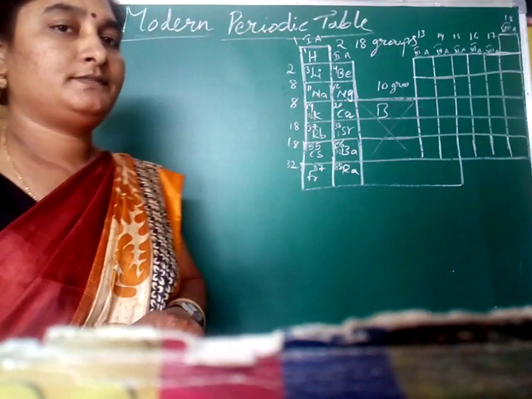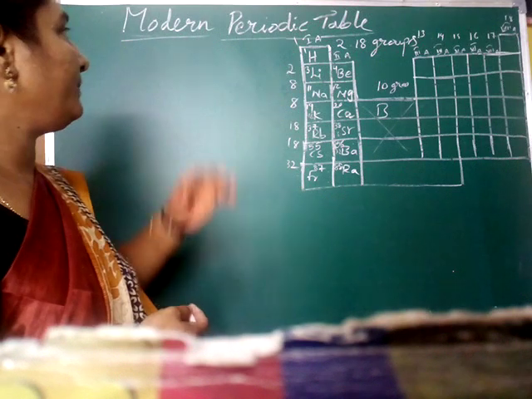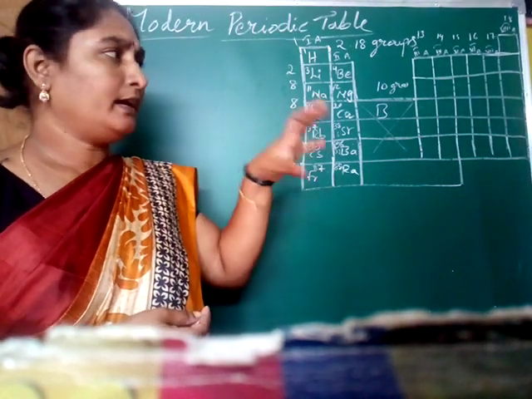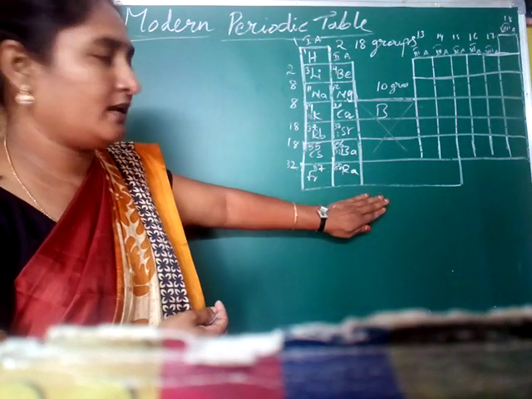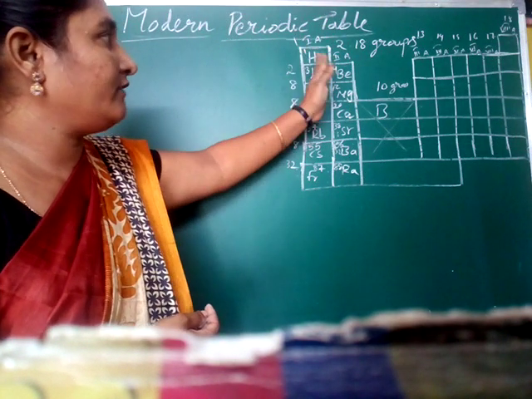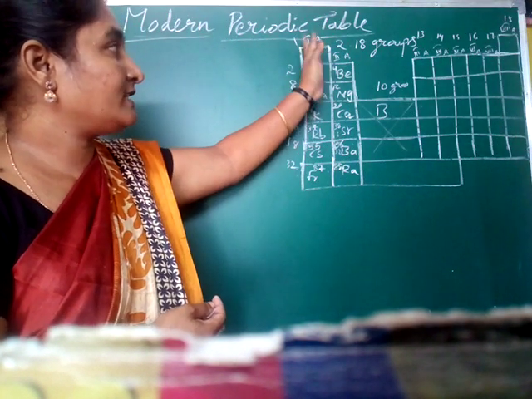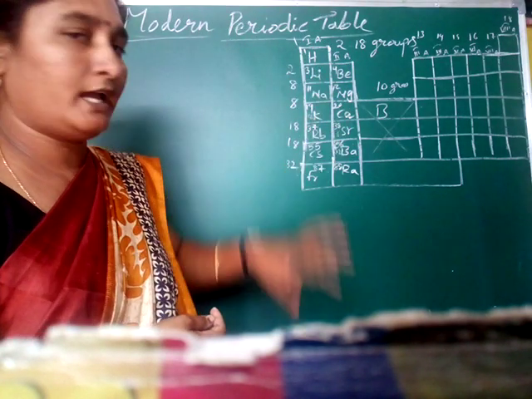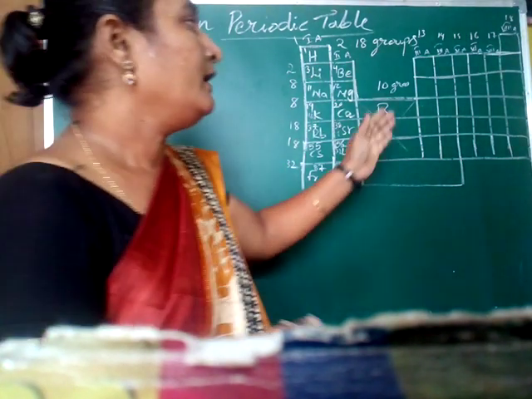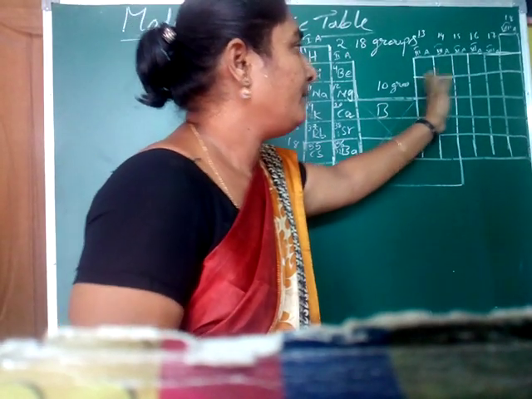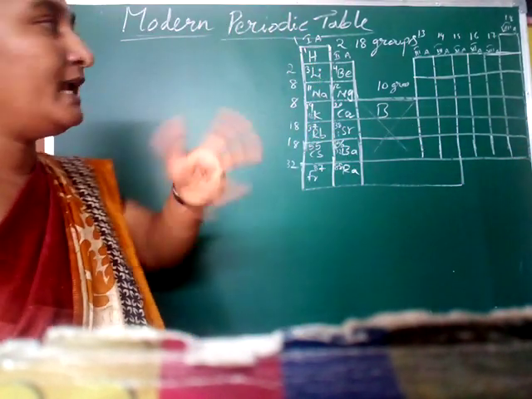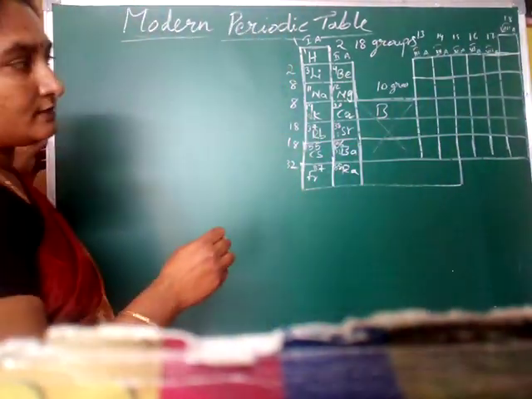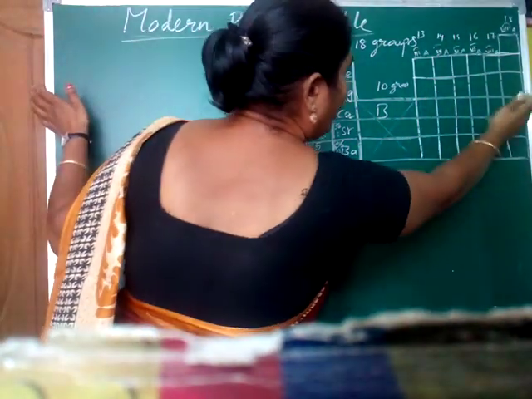Okay, hi children. Now our discussing topic is the modern periodic table. Already we discussed the S block elements, which belong to first group and second group elements. These two are called the S block elements. Now we come to discussing the P block elements. P block elements means from third A to 8th A group elements. Okay, these are called the P block elements.